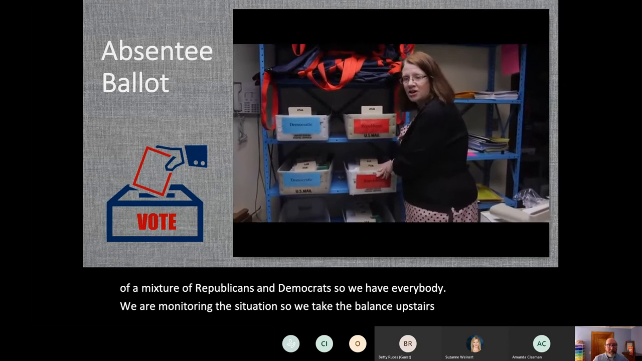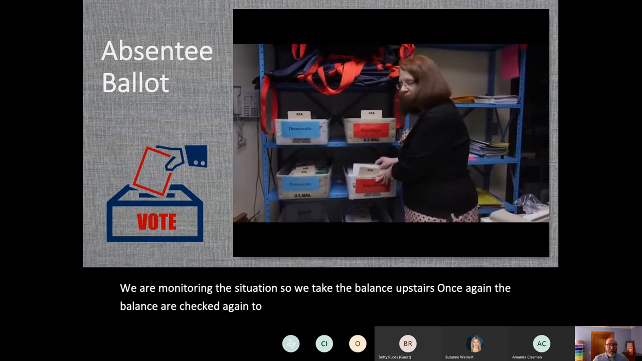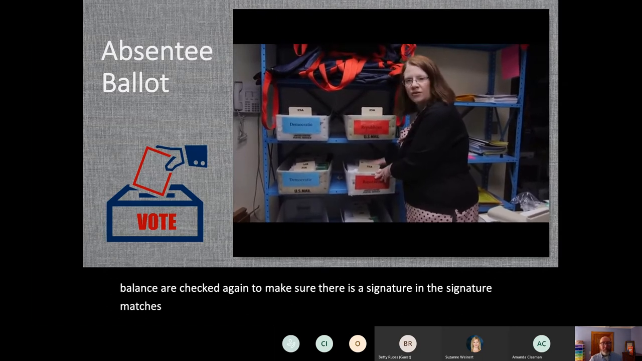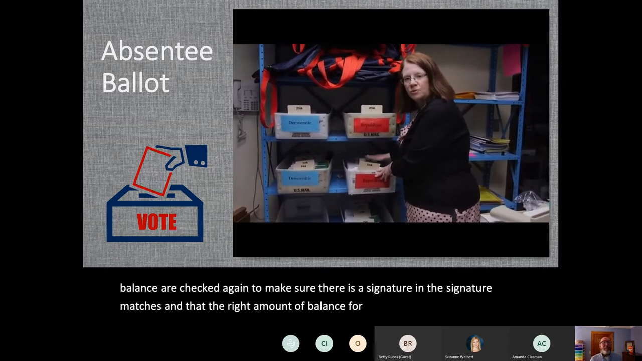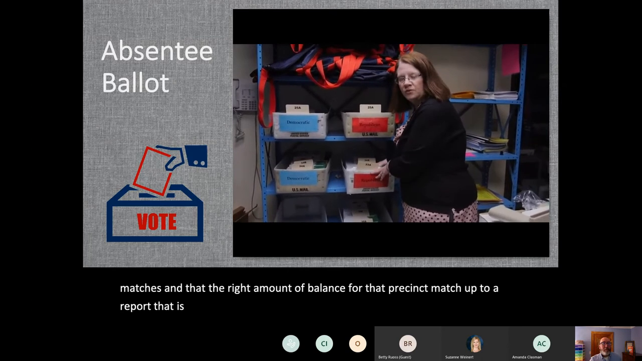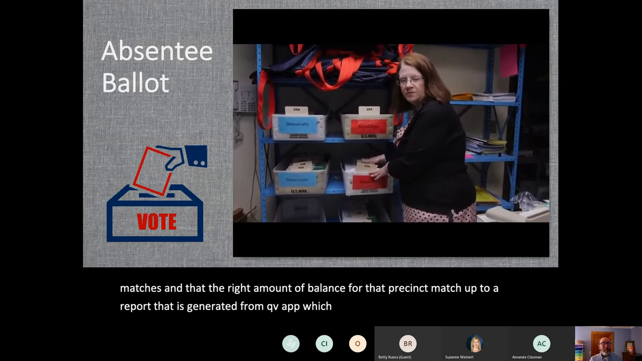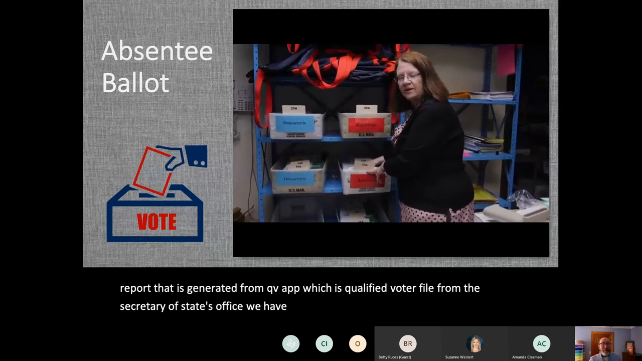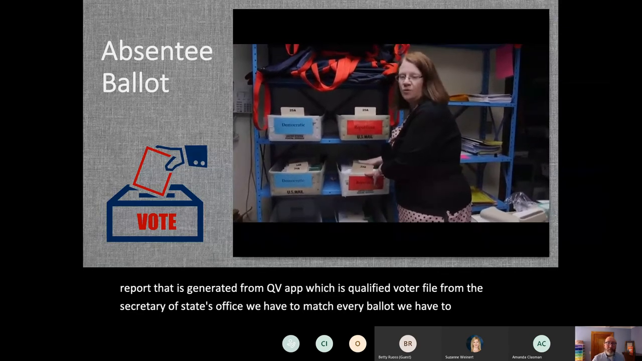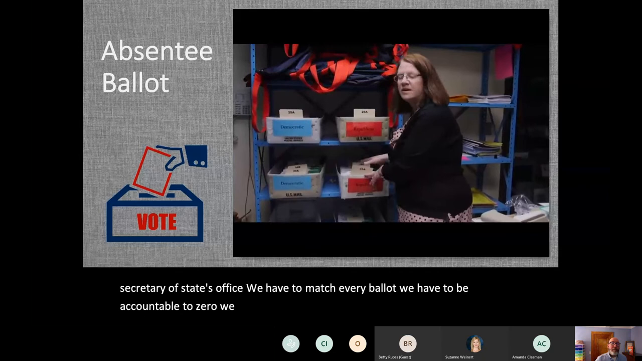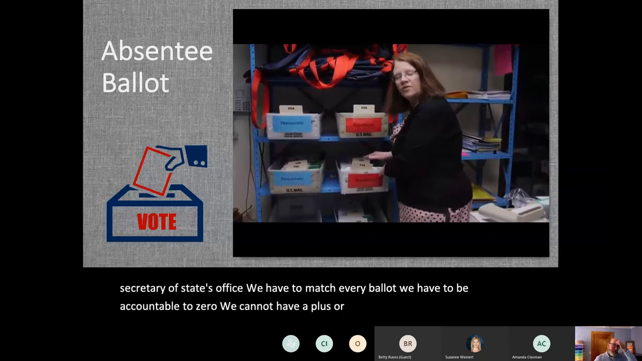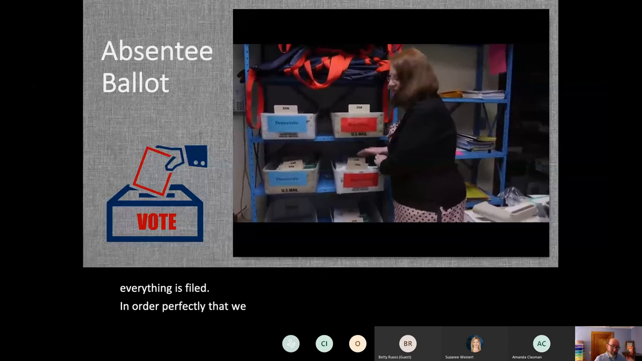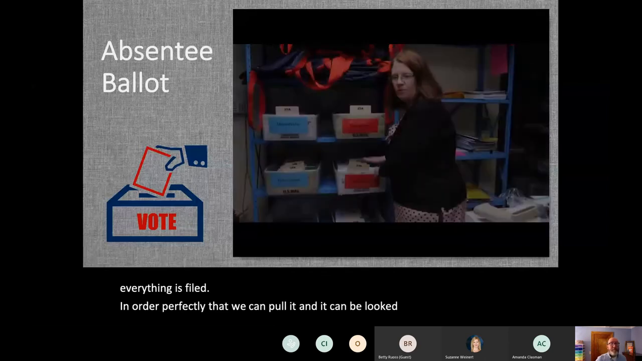Once again, the ballots are checked again to make sure there is a signature and the signature matches, and that the right amount of ballots for that precinct match up to a report that is generated from QVF, which is Qualified Voter File, from the Secretary of State's office. We have to match every ballot. We have to be accountable to zero. We cannot have a plus or minus. So it's very important that everything is filed in order perfectly, so that we can pull it and it can be looked at against another report.